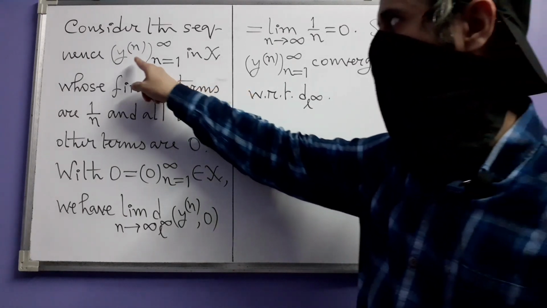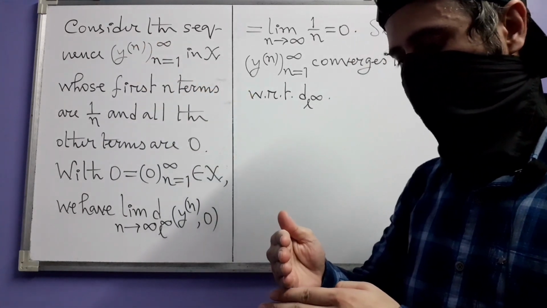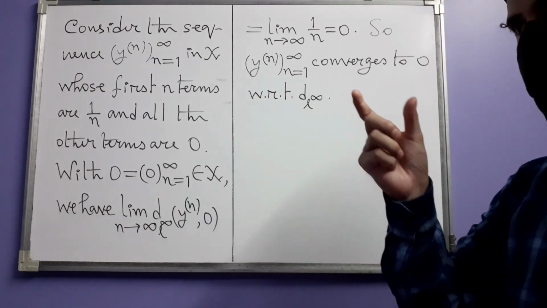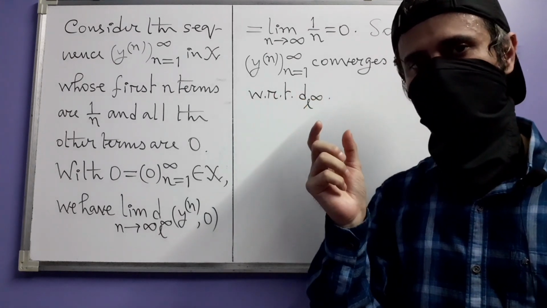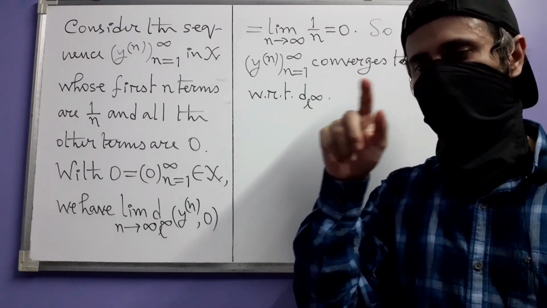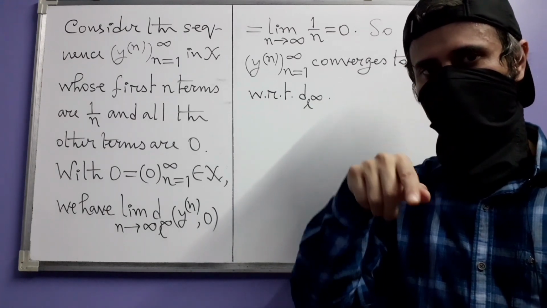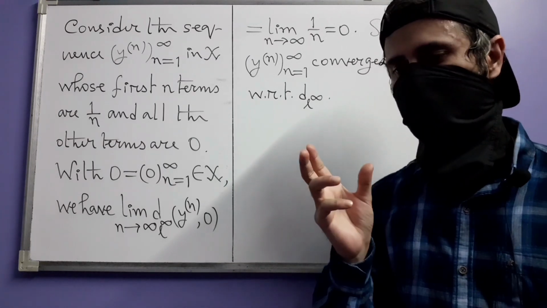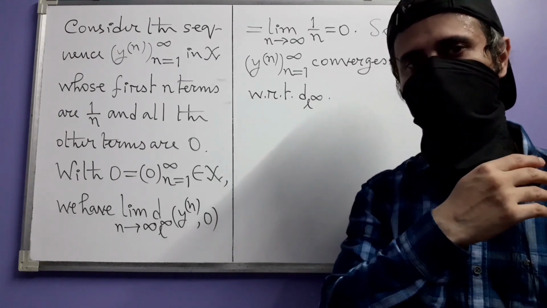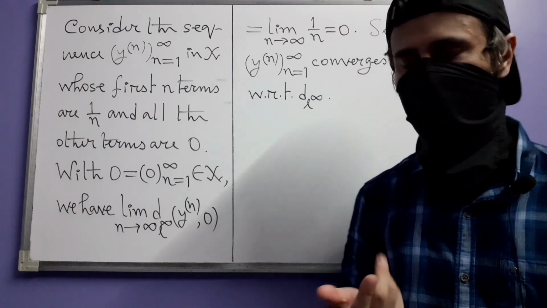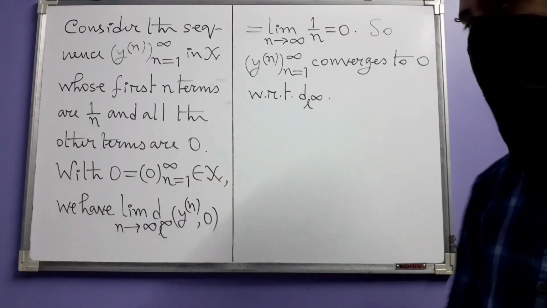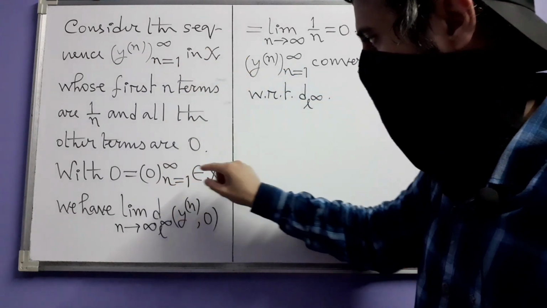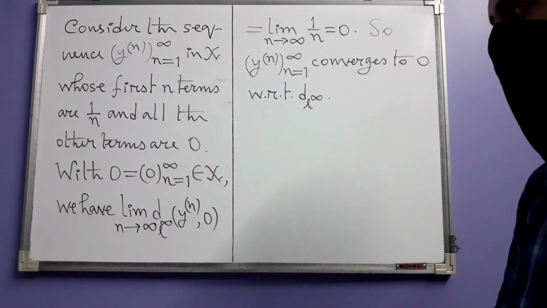Why? Because each such sequence yn has only finitely many non-zero terms, all others are 0. So if you consider that series for this sequence yn, that is the summation of the absolute values of the terms of yn, that series has almost all of its terms equal to 0. So obviously it is convergent, and here everything is 0. So this is really a sequence in X, and this is a single element in X.